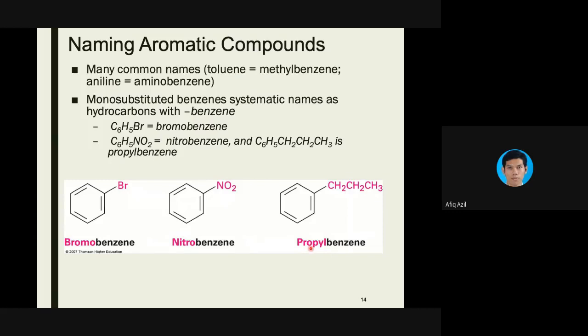And if you have an aliphatic chain attached to the benzene, then it will be known as propylbenzene. This one, 1, 2, 3, propane. Since it is a substituent, it will be known as propylbenzene. If this chain is longer than benzene, that means more than 6, here you have 6, 1, 2, 3, 4, 5, 6. If this chain is more than 6, then the benzene ring will be the substituent.